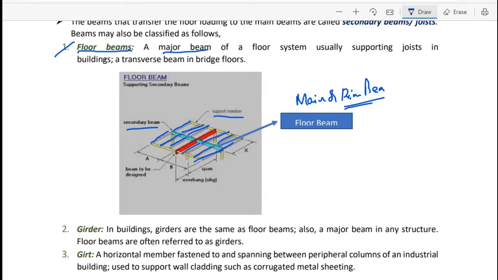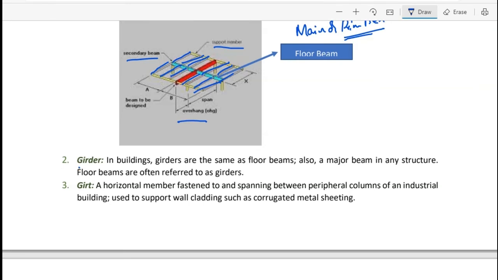Of course, here this is an overhanging portion, a cantilever slab, but in general these secondary beams run from main beam to main beam. And coming to the second one, girder, as I told you earlier, girders are same as floor beams. They are also beams, but they have a larger cross sectional area compared to any beam.